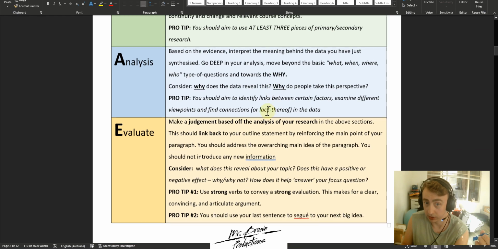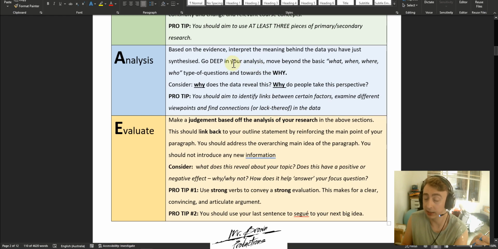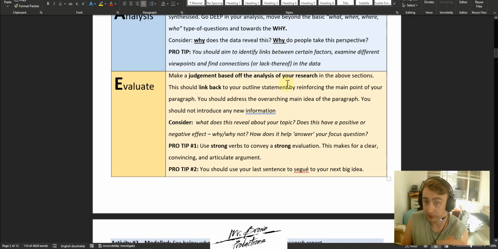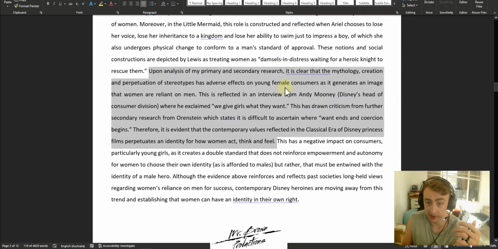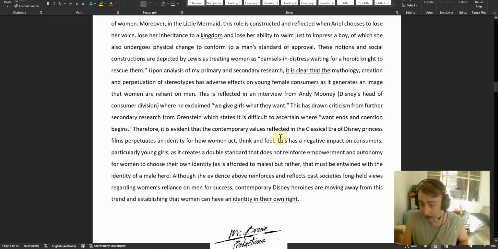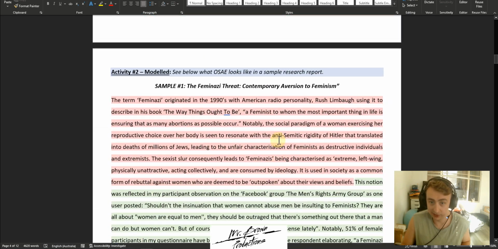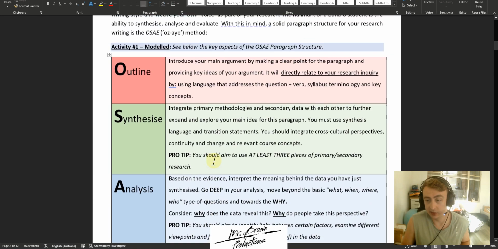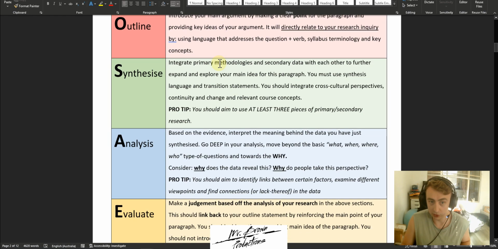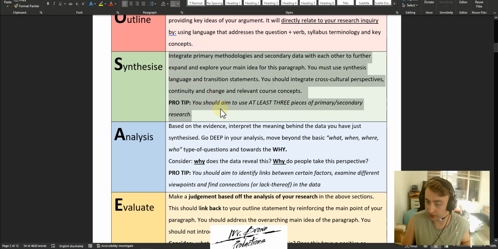Okay, so that's good. They then went very deep in their analysis and provided the why, and we can see that in this paragraph here. So that's a great example of analysis. What we then do is look at the final part of the puzzle, which is evaluate. So you've outlined your topic, you've made it really clear what you're going to talk about, you've given me some really good bits of data that unpacks that idea.